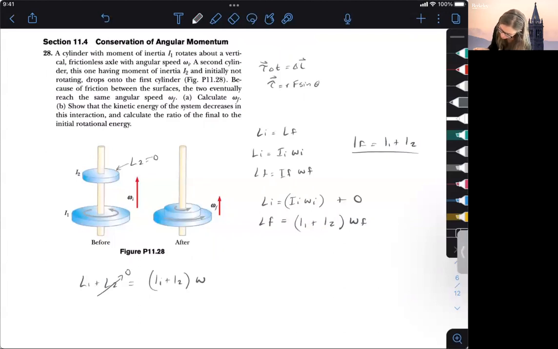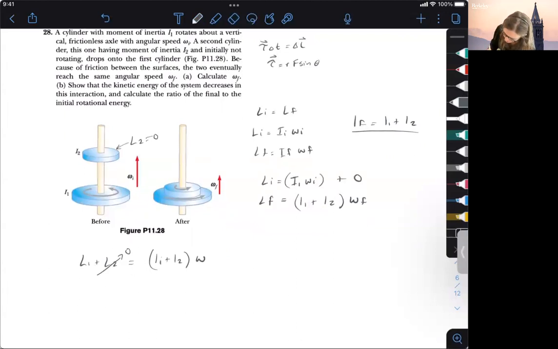So we're gonna plug that in. Okay, cool. So let's say I1 Wi. Okay, so let's set these guys equal. So we have Li equals Lf. So we have I1 Wi is equal to I1 plus I2 times Wf. And in this case, they're asking us to solve for Wf.